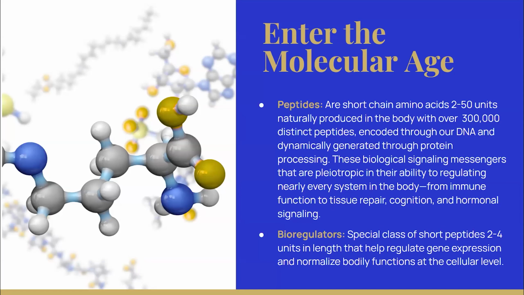Now, a bioregulator is an even smaller class of peptides. So they are 2 to 4 units in length of amino acids, and they are slightly different. We're not going to cover these too much today, but just because you're probably hearing about these, the two play really well together. The bioregulator is targeted. So a peptide, pleiotropic, we're going to do bigger things across multiple systems. A bioregulator is tissue, organ, gland specific. It's going to get right into a specific tissue. It's not going to sit on the cell. It's going to go in the cell, and it's going to actually help to regulate gene expression and normalize bodily functions at the cellular level.